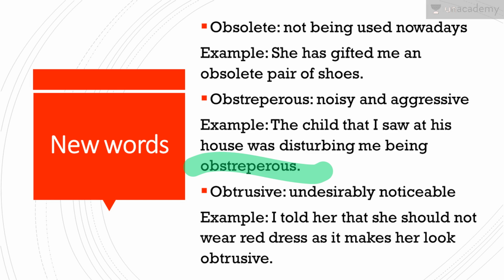Next is obtrusive, which means undesirably noticeable. So when something looks quite awkward, then undesirably we notice it. That is what obtrusive means.